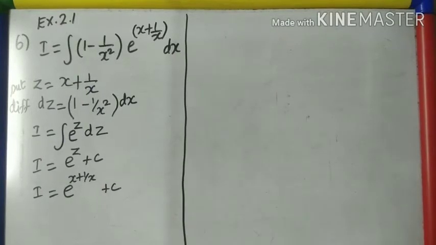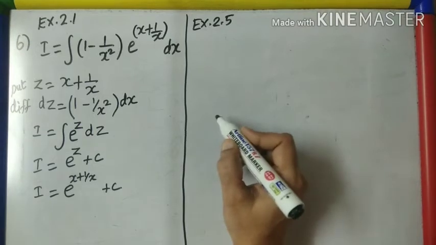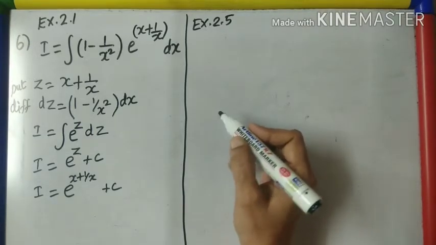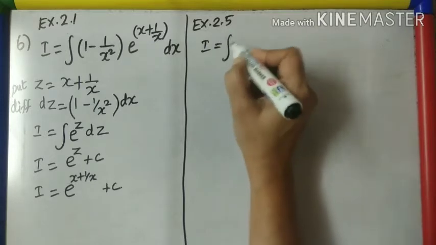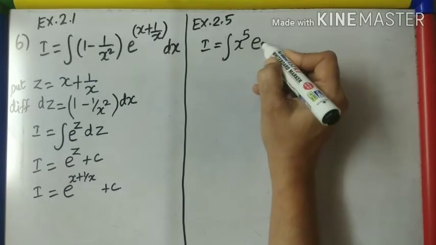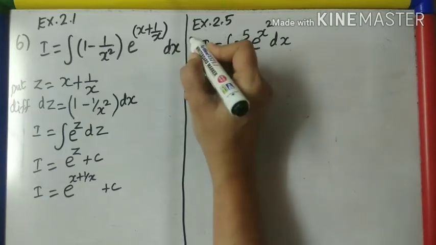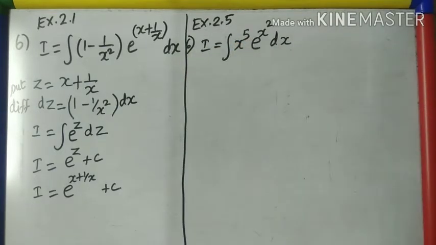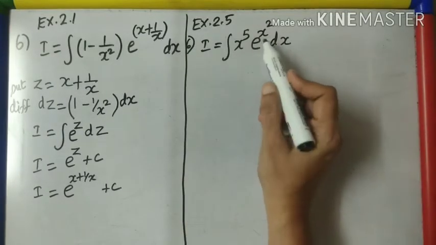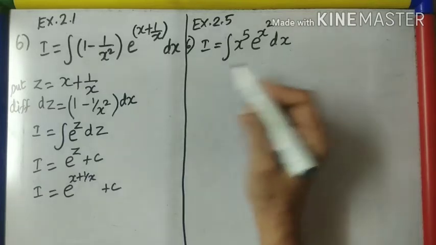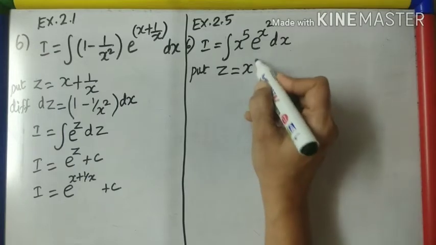We have one more problem in exercise 2.5, the last question, that also comes under substitution method. I is equal to integral x power 5 e power x square dx. So this is question number 6 in 2.5. Again, same pattern. E power x can come, but what is coming? X square. So put z is equal to whatever comes in the power, x square.